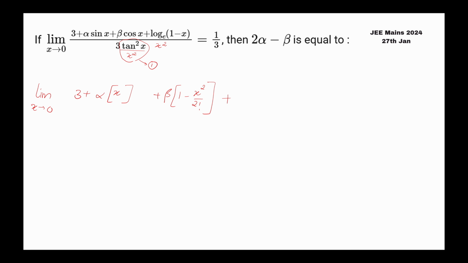And here, log of 1 minus x. How do we open log of 1 minus x? Simply we can open up 1 plus x, and instead of x, I'm using minus of x. So this would open up as minus x square by 2 and minus x cube by 3, and this would go on. So I'm still just taking two terms, and below what do we have? 3x square.